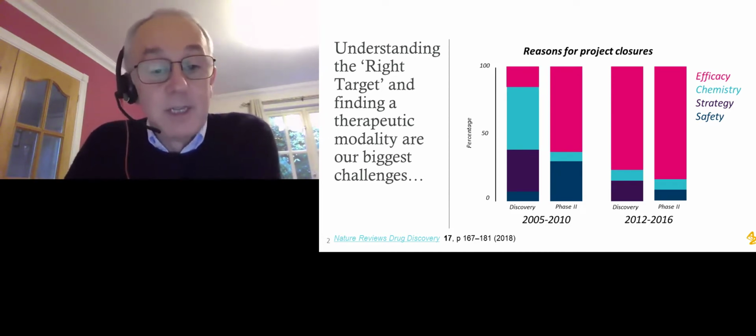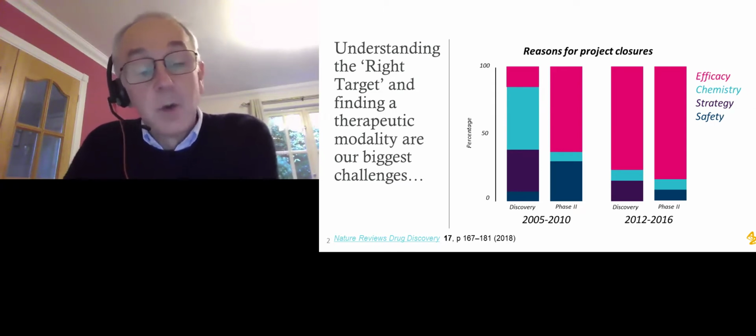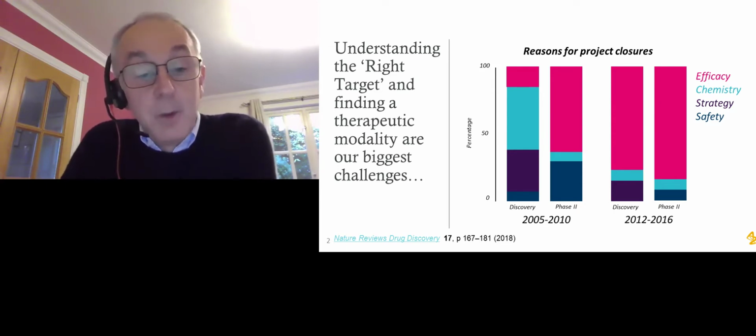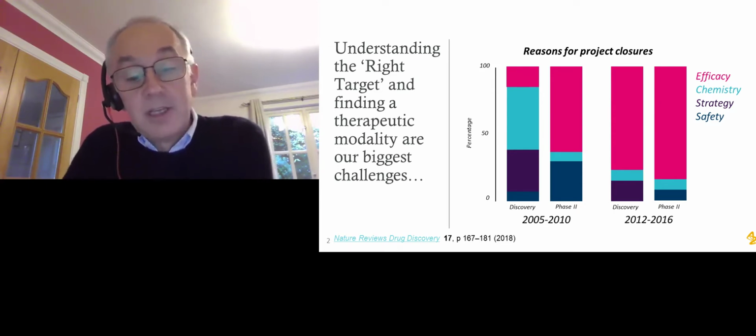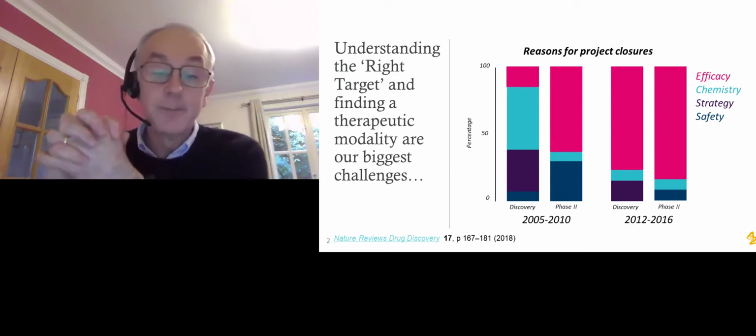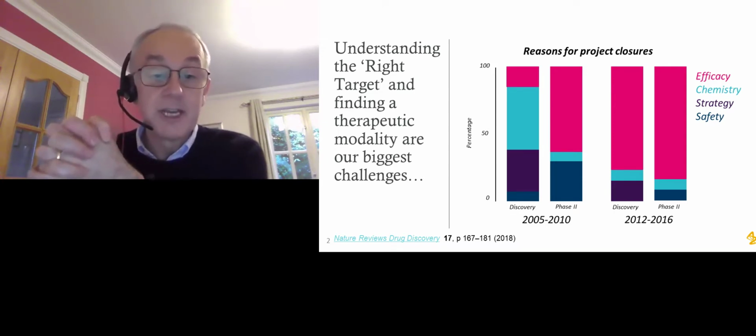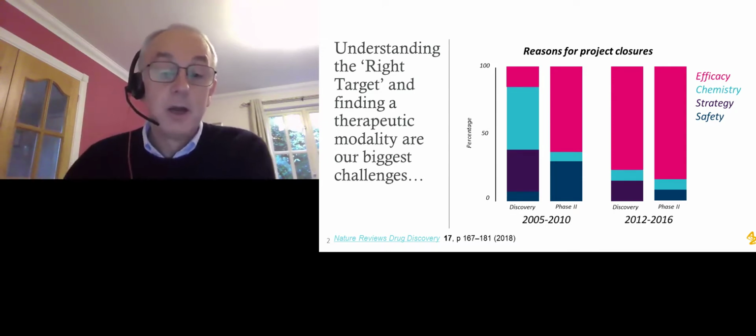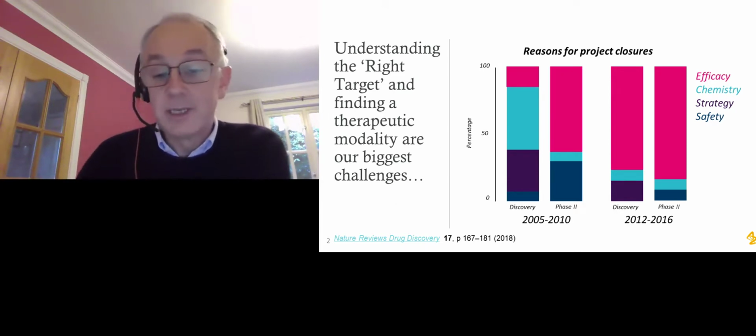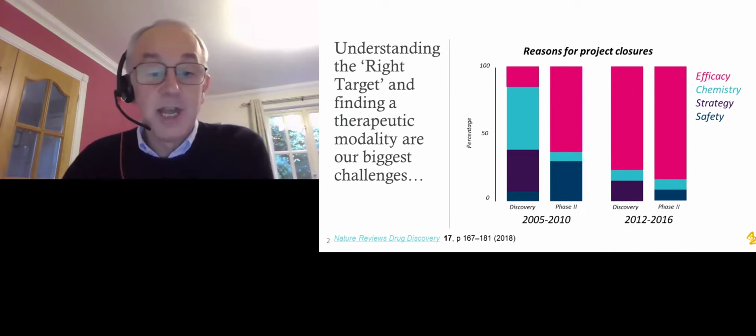And that's really captured in this chart. So in this data, what we've done is ask the question, for those projects that have closed at AstraZeneca, what was the reason for those projects to close? And we've done this in 2 time periods, 2005 to 2010 and 2012 to 2016. And we've asked the question for projects that closed in discovery, so that's prior to candidate selection, and those projects that failed in phase 2 clinical studies. And while the data is a little old now, I don't believe the trends have changed.